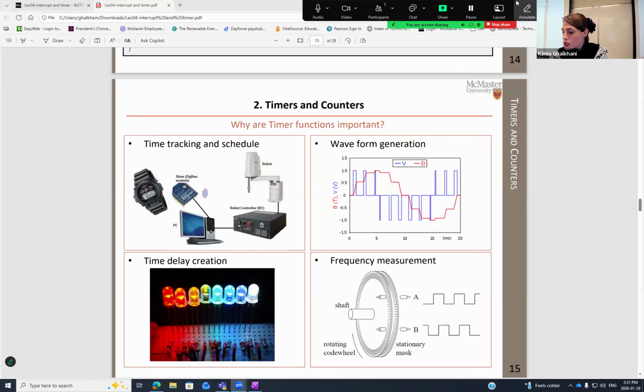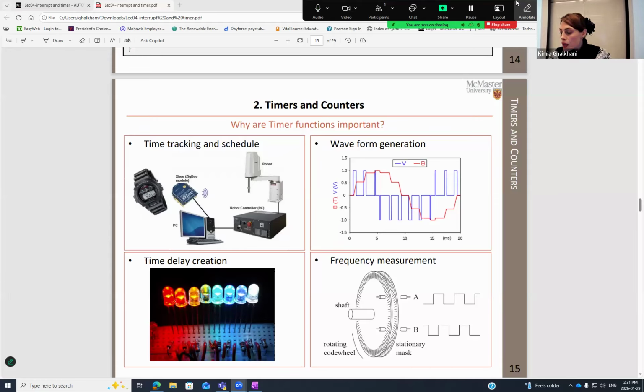So what I'm going to cover today, as I mentioned, is going to be about timer and its importance, more specifically in embedded system application. Why do we need it? Any idea? Why are timer and counter really important in embedded system application?